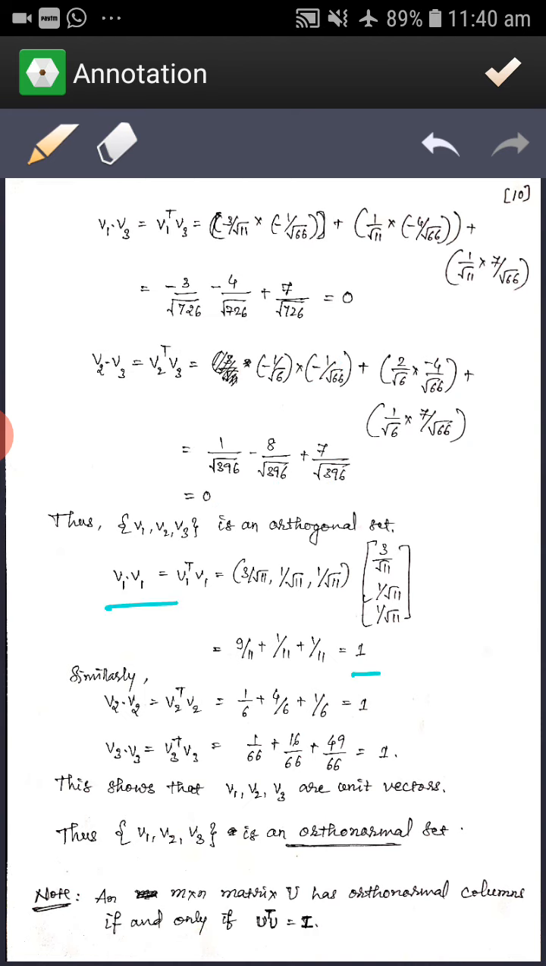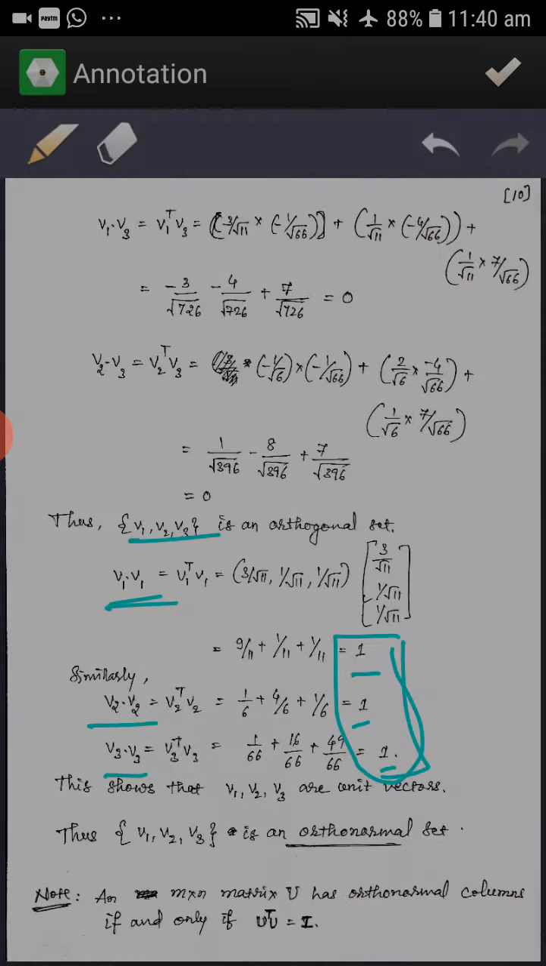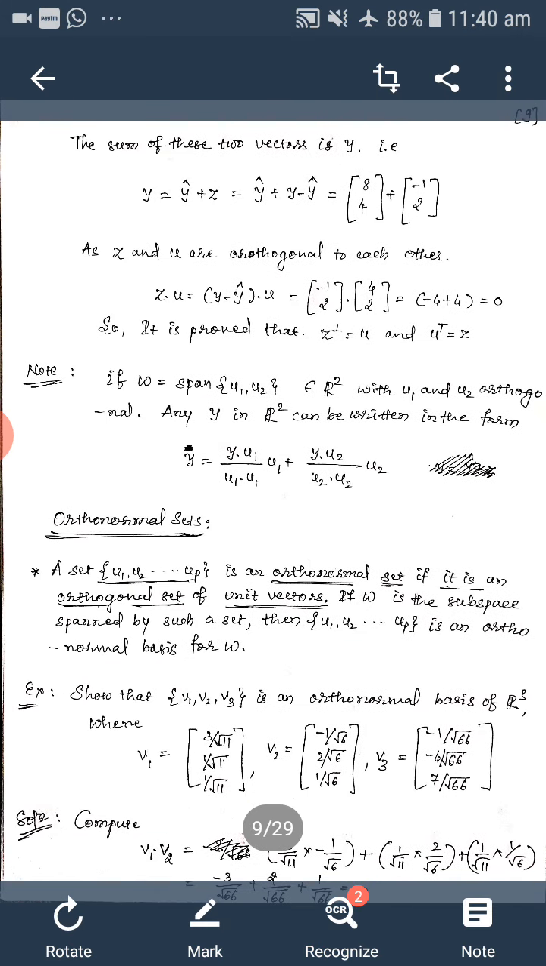v1 dot v1 we are getting 1, v2 dot v2 we are getting 1, v3 dot v3 we are getting 1. v2 dot v2 is nothing but v2 transpose times v2. So all three vectors give 1, which means v1, v2, v3 are unit vectors. Okay, so how do we say that the unit vectors are orthogonal? Then the pairs of them: v1 dot v2 should be 0.